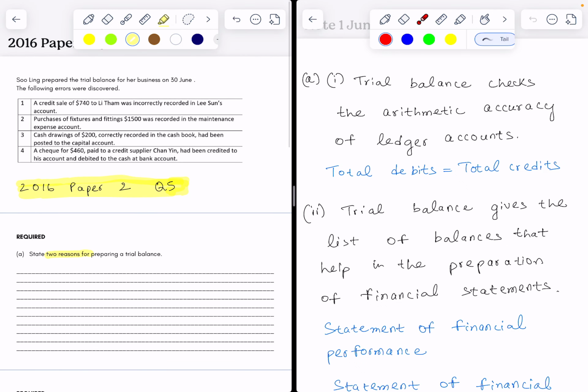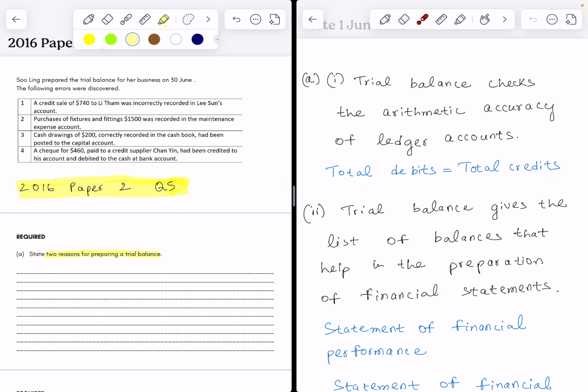State 2 reasons for preparing a trial balance. Now, why do we prepare a trial balance? A trial balance is prepared to check the arithmetic accuracy of ledger accounts. So what do we understand by arithmetic accuracy? We want to check whether the total of debits equal the total of credits. If the total debits do not equal the total credits, then you know something is wrong and you can go back to the source to figure out what went wrong.